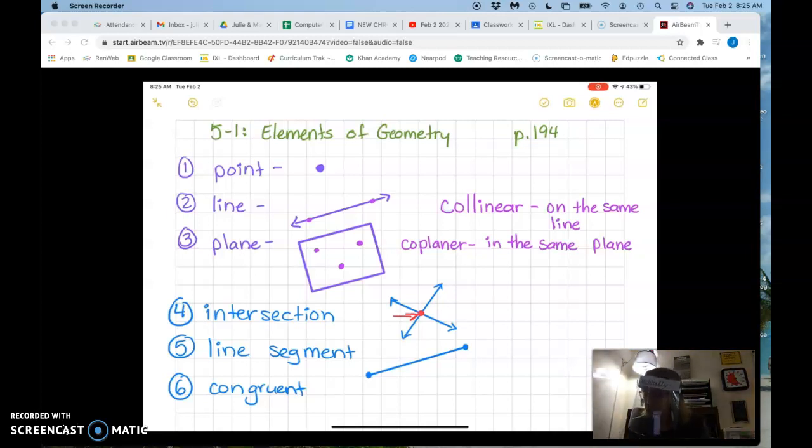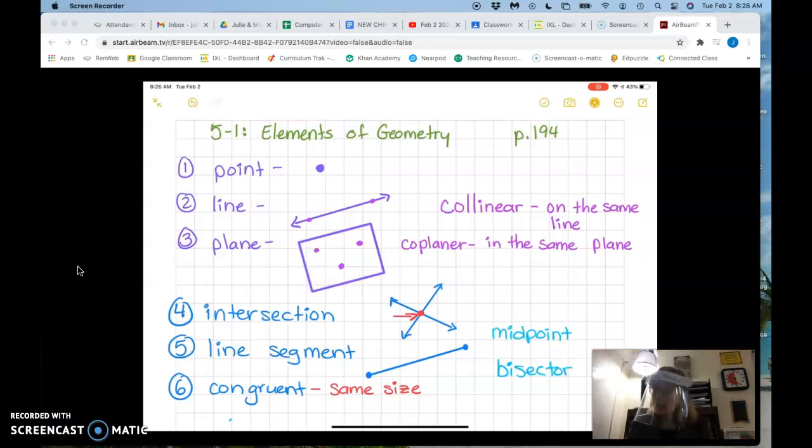And then congruent just means same size. So congruent can talk about line segments. It can talk about angles. Anything that you're telling me is the same size. All right? Copy that down and I'll be right back.